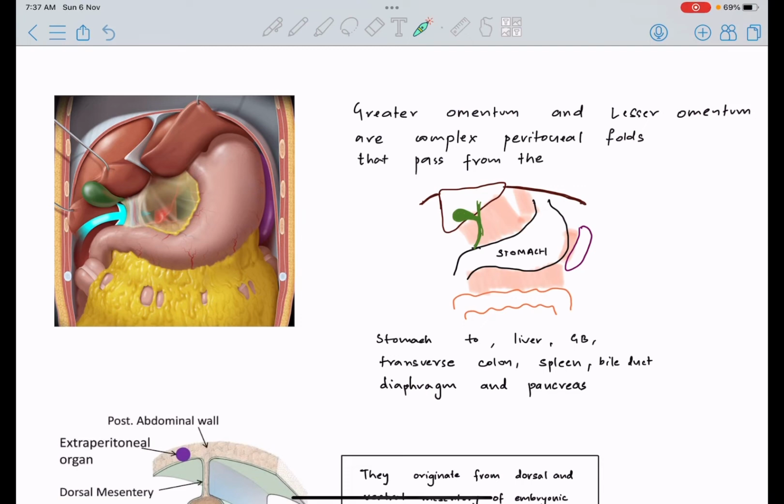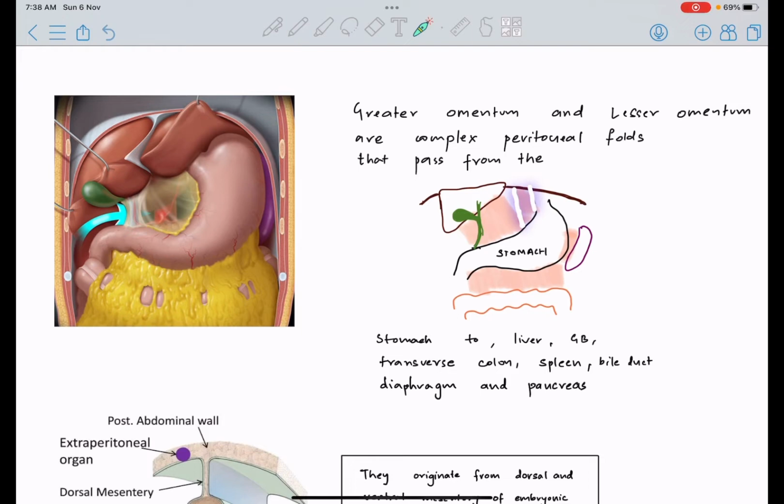Greater omentum and lesser omentum are complex peritoneal folds. They pass from the stomach to the liver and also the biliary apparatus. They pass from the stomach to the transverse colon, stomach to the spleen, and even stomach to the diaphragm.